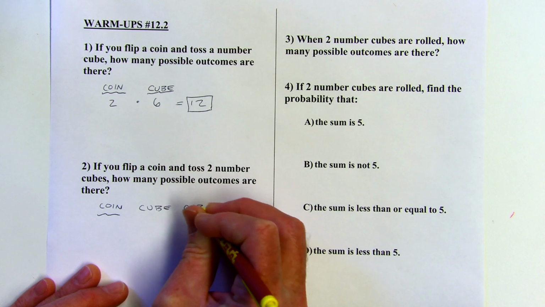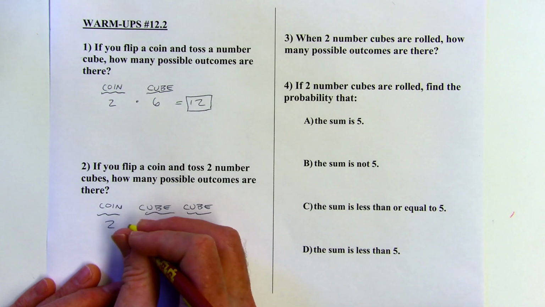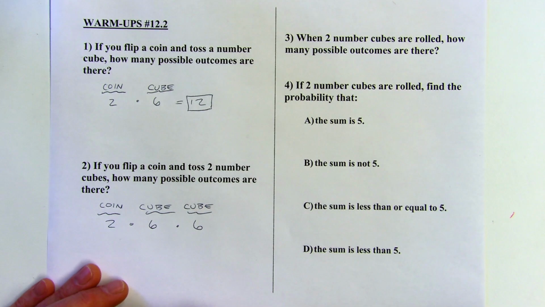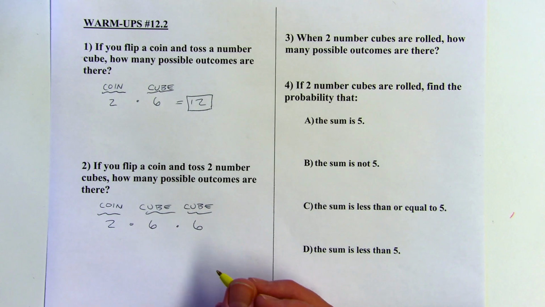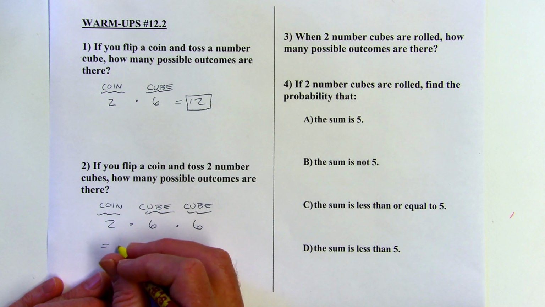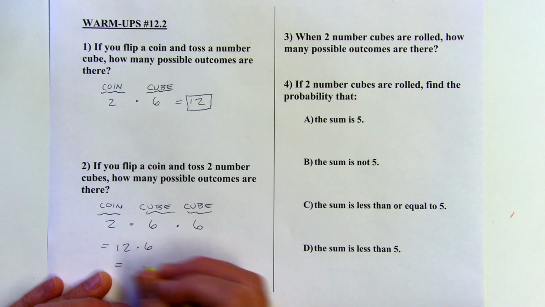So I'm thinking, okay, my coin can come up 2 different ways. The first number cube can come up 6 different ways. The second number cube can come up 6 different ways. And then I just multiply those 3 numbers together. So let's see, we've got 12 times 6, and that's going to come out to 72.